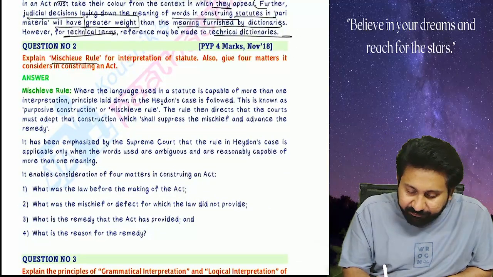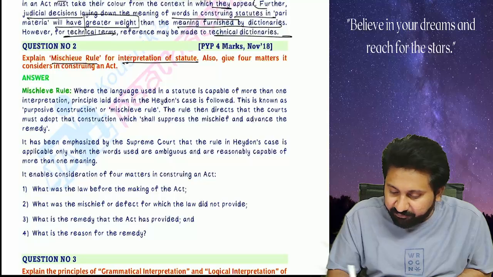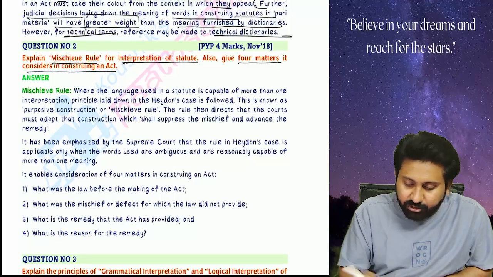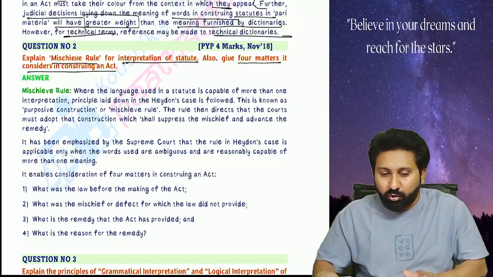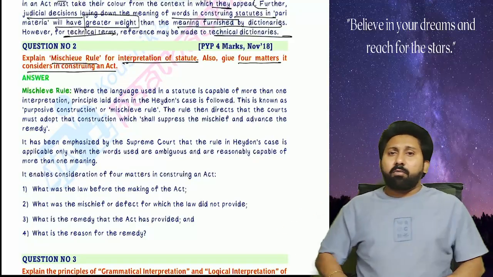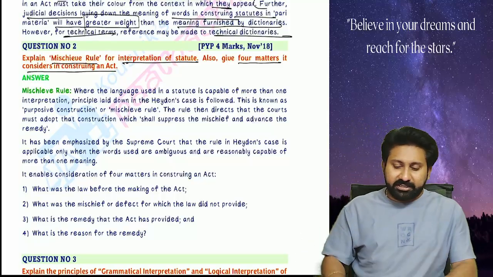Explain the mischief rule for the interpretation of a statute. Also give the four matters it considers in construing an act. As already known, but I will reinforce the concept one more time. Listen carefully. What is this mischief rule?